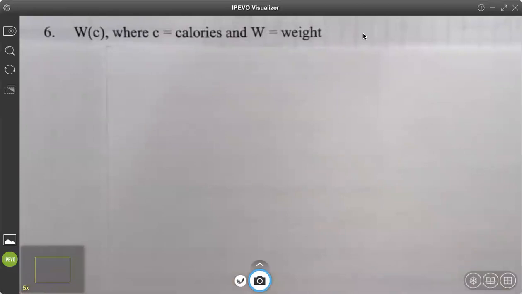How much you weigh depends on how many calories you eat. If you eat 1,000 calories a day, you will lose weight. If you eat 5,000 calories a day, you will gain weight, no matter how much you exercise. So weight is a function of calories. How much you weigh is a function of how many calories you intake. Your independent variable is calories. It doesn't depend on anything, it's independent. Your dependent variable is weight. Weight depends on how many calories you intake.